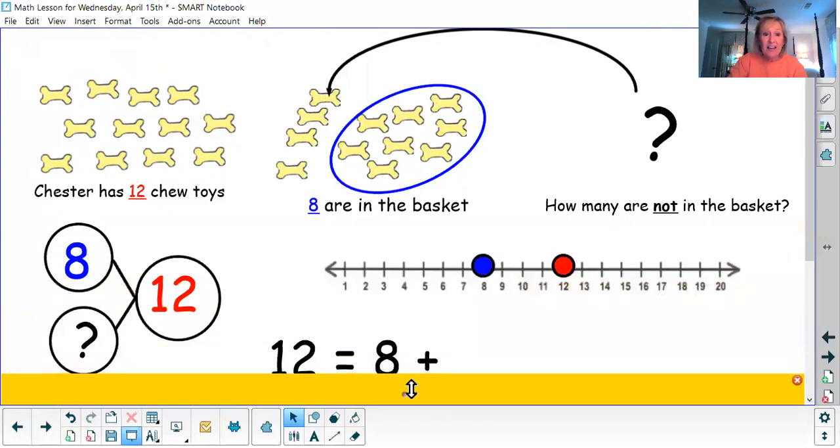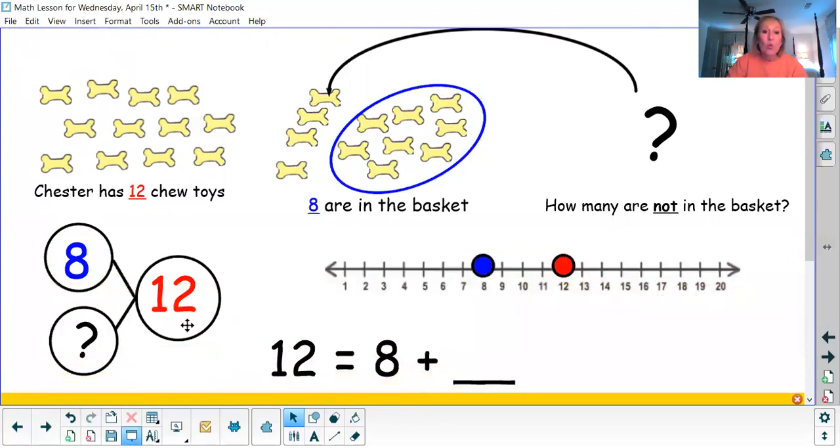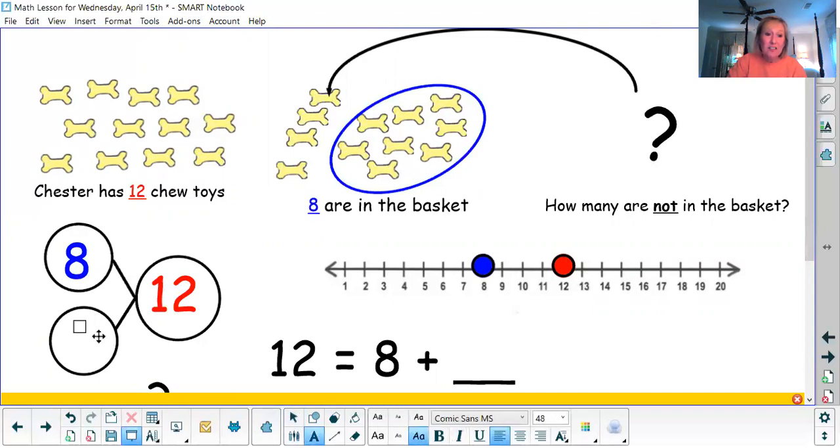Now let's look at that. It's kind of like this. We know the whole group is 12. We had 12 to start with. We know part of that 12, 8, are in a basket. And we want to know the other part. So we found out that the other part is 4, because that is what was left on the floor after we took out the 8.